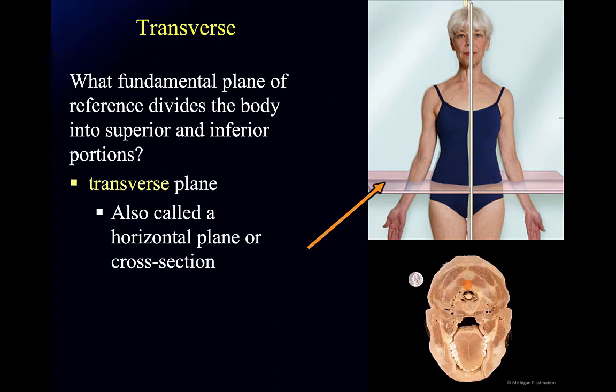Here we see the transverse plane, and the transverse plane, or a horizontal plane or cross section, is going to divide the body into superior and inferior portions, superior being towards the top, inferior down towards the feet. And we see an example of that down here. Now we can actually see the spinal cord really nicely here inside the vertebral canal, and we see large numbers of neck muscles here.